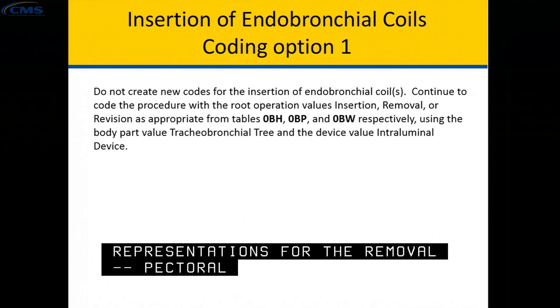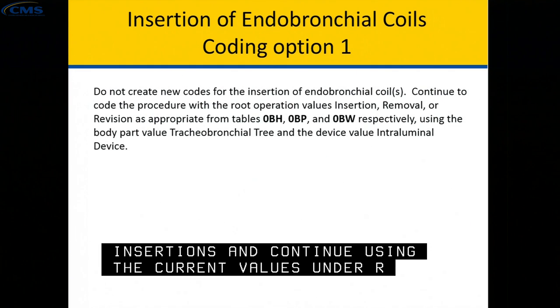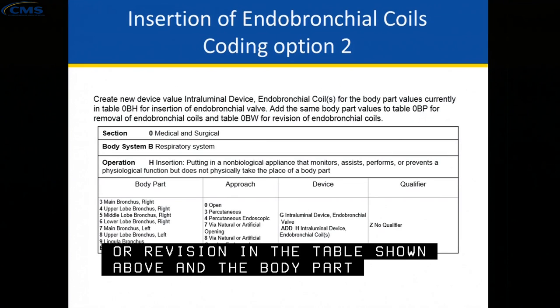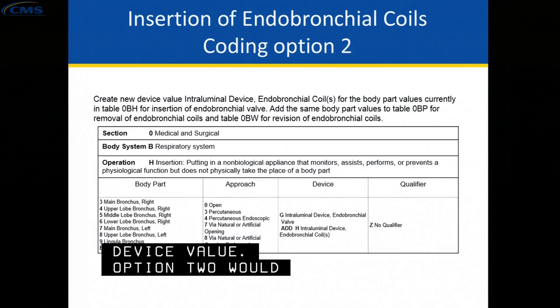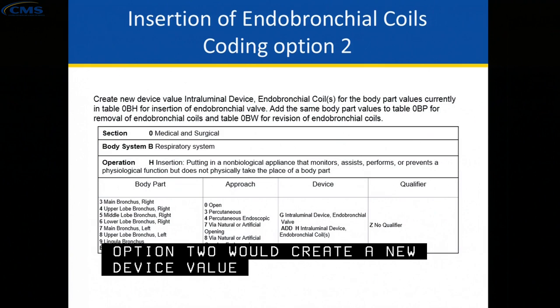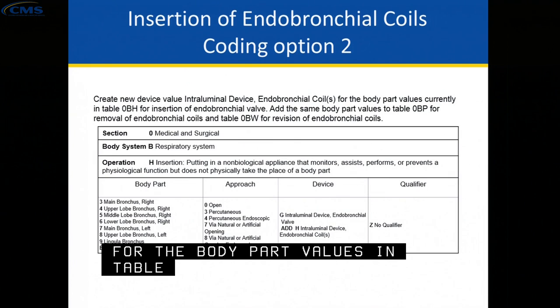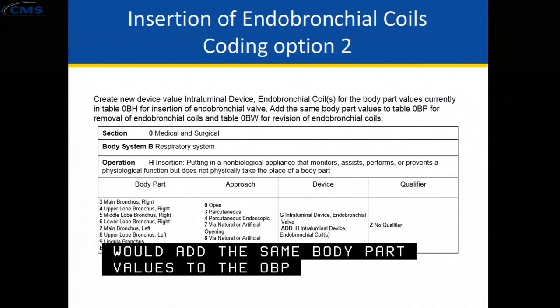Option one would be not to create new codes for the insertion of endobronchial coils and continue using these current values under insertion, removal, or revision in the table shown above, and the body part value tracheobronchial tree and the device value intraluminal device. Option two would create a new device value, intraluminal device, endobronchial coils, for the body part values in table 0BH for the insertion of the endobronchial valve. And we would add the same body part values to 0BP for the removal of these coils and to 0BW for the revision of endobronchial coils.